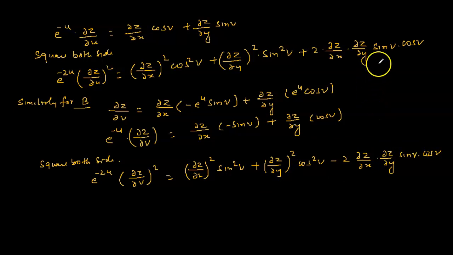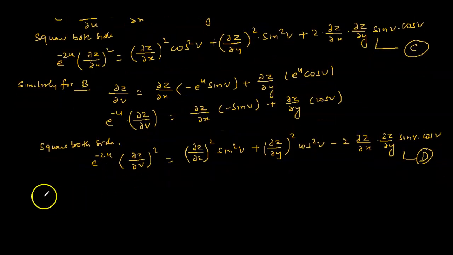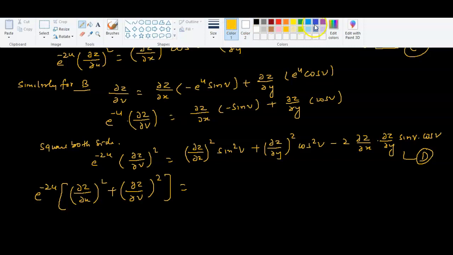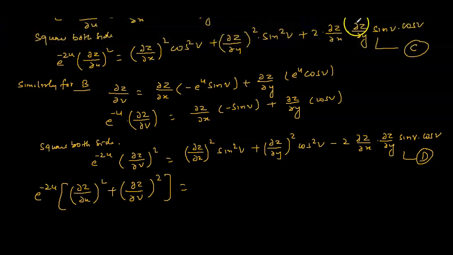So consider this is c and this is d. If you add c and d, the left hand side will be e power of minus 2u common, (del z by del u) whole square plus (del z by del b) whole square, and on the right hand side this part will get cancelled. I'll write with a different color. This part and this part will get cancelled.